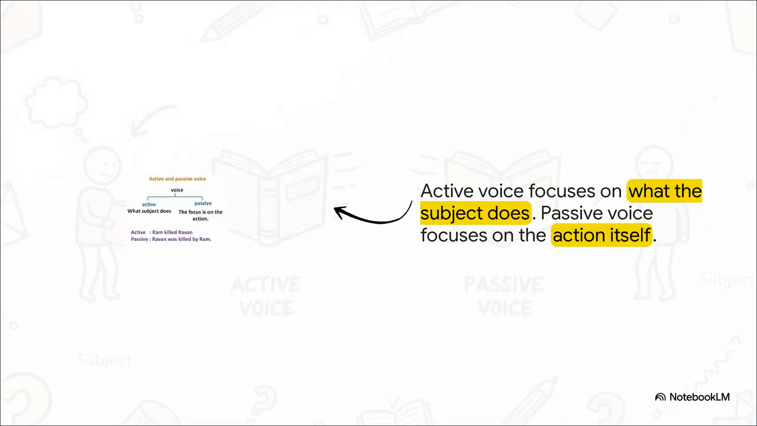Here's probably the simplest way to remember it. Active voice is all about the doer. You're asking, what does the subject do? But with passive voice, it's all about the action. The question becomes, what is being done? That little shift in focus is the key to everything.